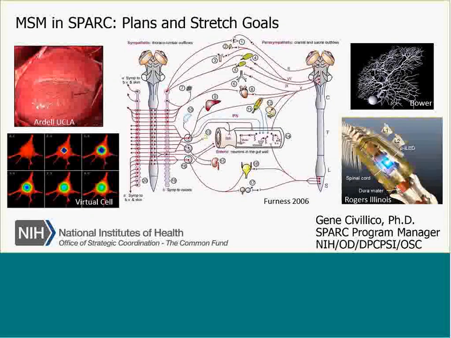Civilico had been at FDA's Center for Devices and Radiological Health, where he helped develop a research portfolio targeted at common problems in the translation of neuroengineering research concepts into clinical solutions. Gene received his PhD in neuroscience at the University of Pennsylvania Medical School and did a postdoctoral fellowship at the Princeton Neuroscience Institute. The title of his talk this morning is MSN in SPARK, Plans and Stretch Goals.